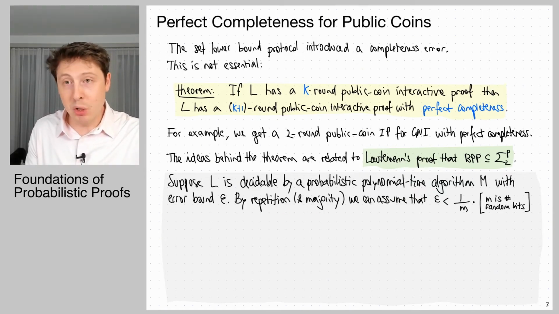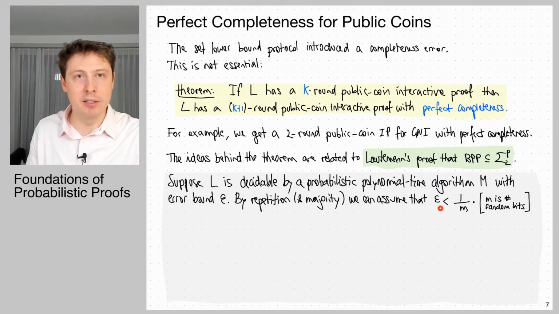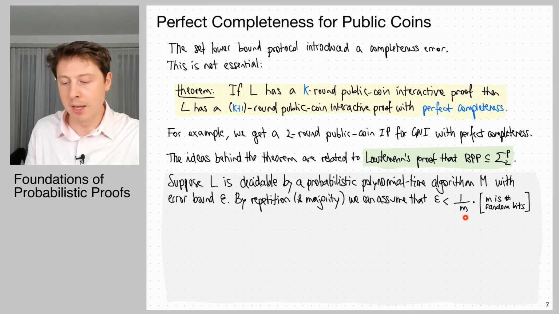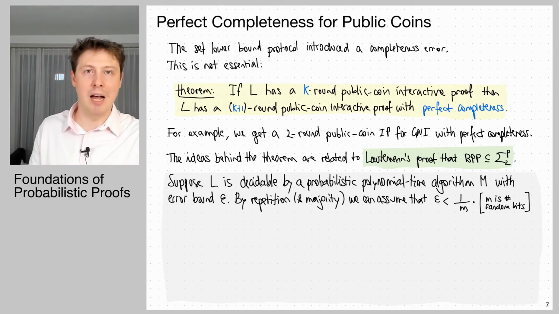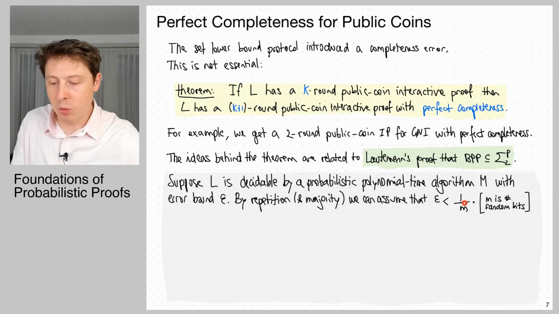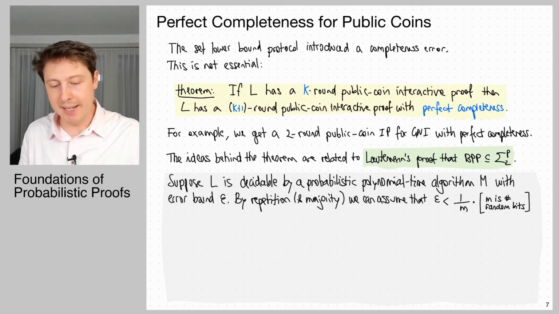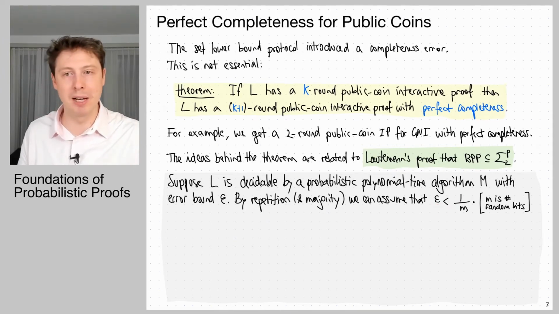Now, by repetition and majority, this is exactly the question I was asked earlier: how do you amplify this? We can actually assume that the error on both sides is strictly less than 1 over m, where m is the number of random bits used by the algorithm, okay? So somehow this 1 over m is going to become important in a moment. But simply because I can exponentially fast reduce the error, I can ensure that this two-sided error is strictly less than 1 over the number of bits that my algorithm is using.